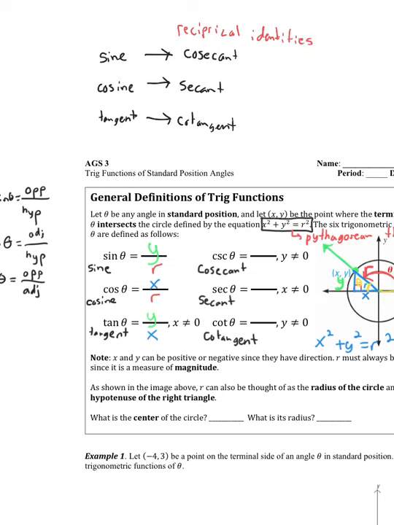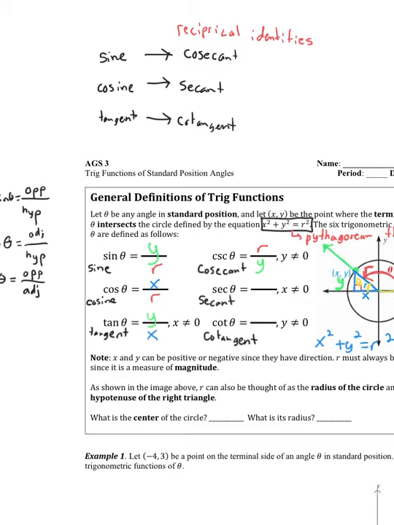Reciprocal identities. Those are reciprocals of sine, cosine, and tangent, respectively. And what does reciprocal mean when we're talking about fractions? So if sine is y over r, what's the reciprocal of y over r? Any guesses? Remember what reciprocal does? You take a fraction and you flip it. So the reciprocal of y over r is r over y. That's exactly right. Nice. So that's what cosecant is going to be, r over y.